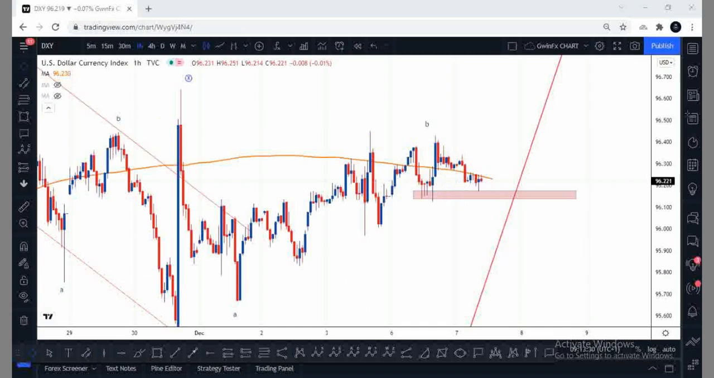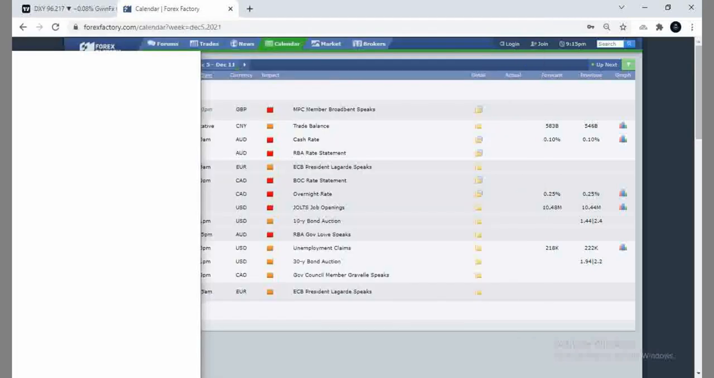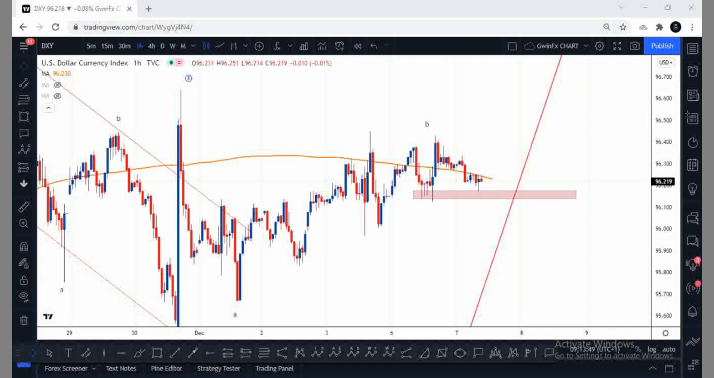With that said, let's look at what we have in the economic calendar for today. Today is Tuesday. Early in the session we had the AUD Bank of Australia rate statement, which did not really create much of a push in the market, because right from Monday AUD was already very strong.